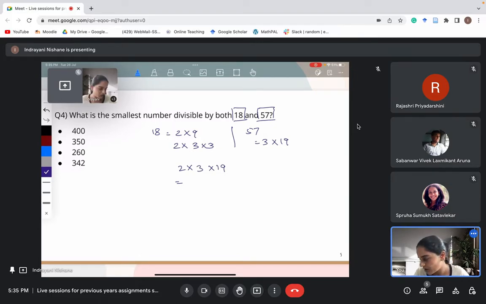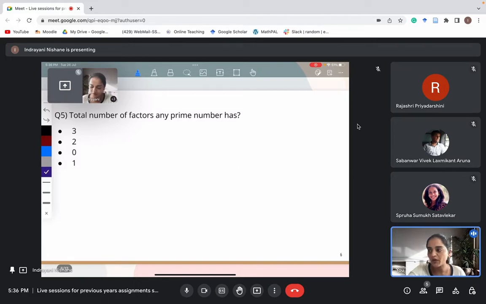So let's try to find the answer of 6. So the answer is 342. That is option number D. Now moving on to the next question, that is question 5.